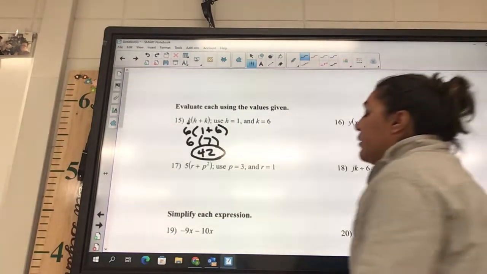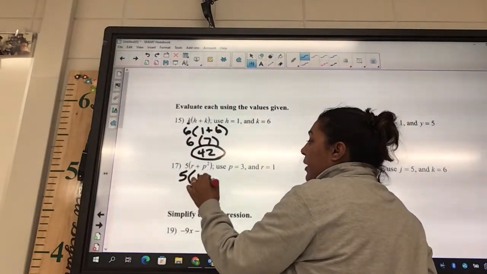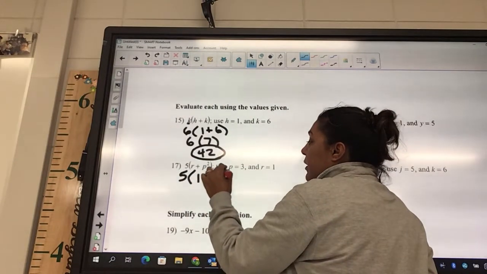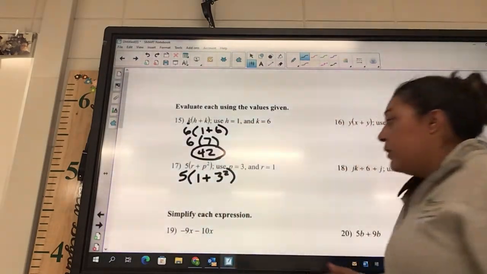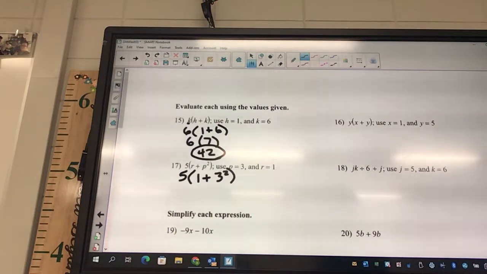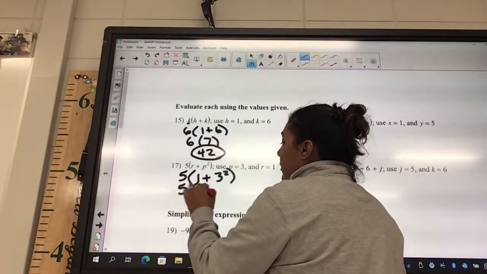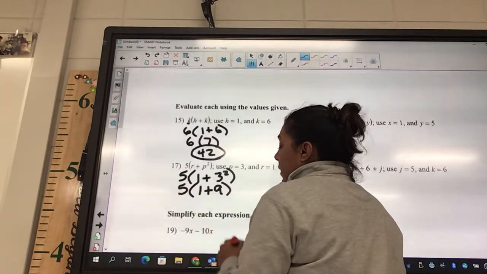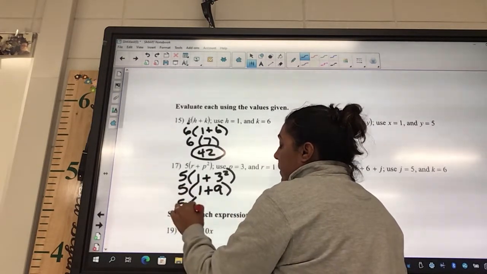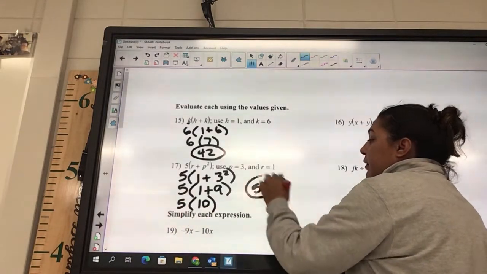Okay, 17, we got 5, my R is 1, plus my P is 3 squared. Okay, so we know we need to do inside the parentheses first, and then you need to do the exponents inside that first. So we got 5, and I'm sorry because I did not leave you guys very much room, but it is what it is. And we have 10, 5 times 10 is going to be 50.